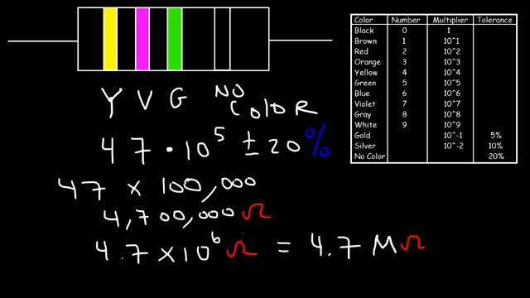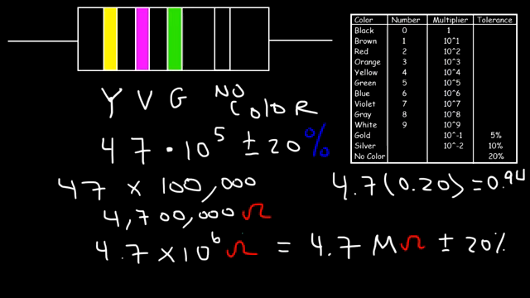Anytime you have a value above 1,000, it's common to write it in terms of kilo ohms. If it's above a million, you want to use mega ohms. So now, what is 20% of 4.7? So if we multiply 4.7 by 0.20, don't forget to divide 20 by 100. This is going to give us 0.94. So the resistance could be anywhere between 4.7 mega ohms plus or minus 0.94 mega ohms. The unit has to be the same.